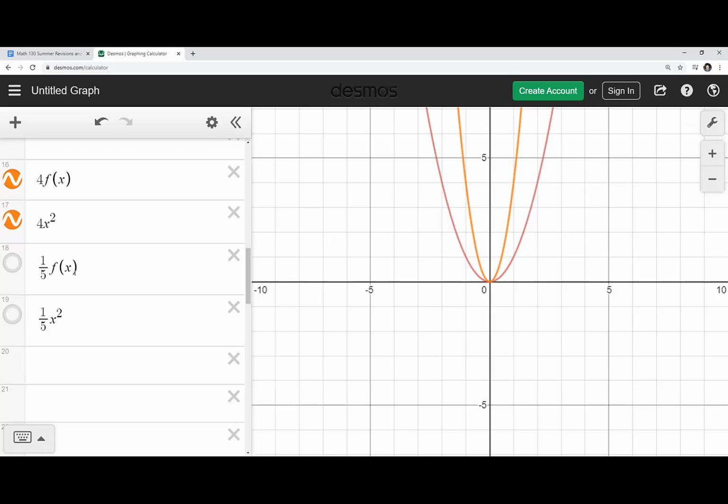Now, if we multiply our function by something that's less than 1, let's say 1/5, you're going to notice that we're going to press along the y-axis. So imagine smushing your parabola. And again, the function notation, 1/5 x squared in this case. So if you multiply by a number that's bigger than 1, you vertically stretch. And if you multiply by a number that's less than 1, like 1/5, that's a vertical compression.